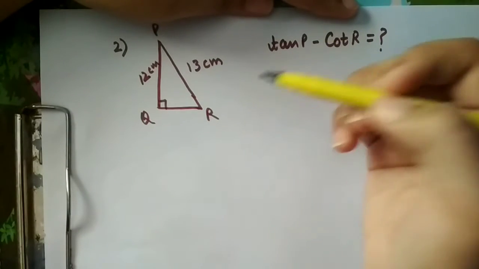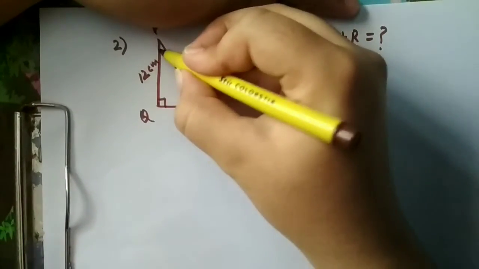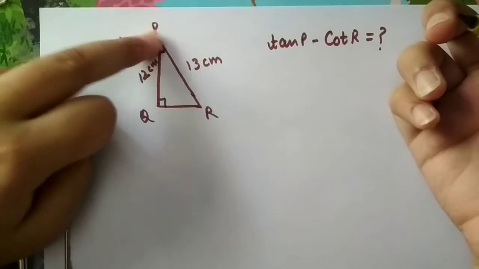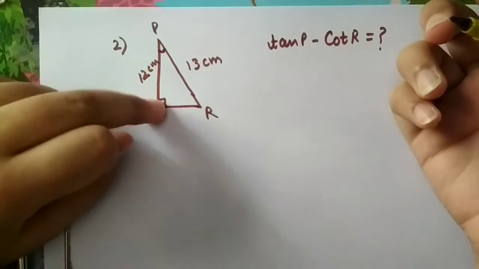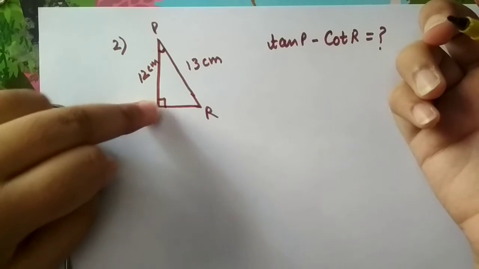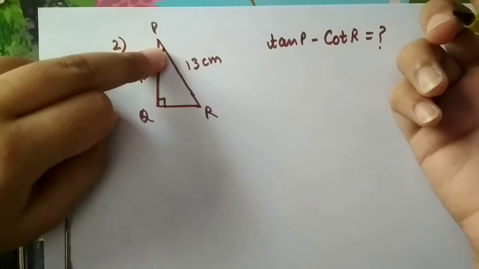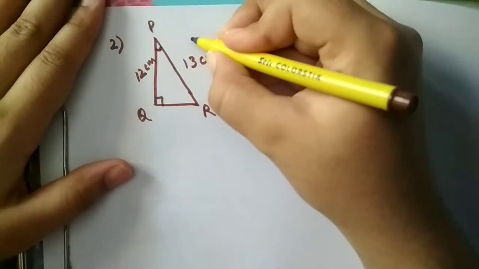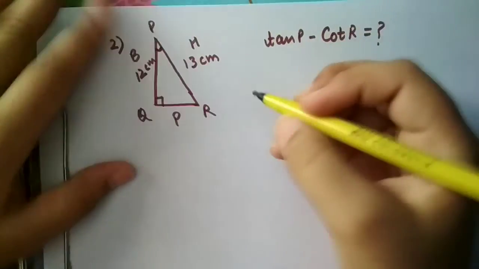First of all let us see what is hypotenuse, what is base and what is perpendicular. If P is theta, then base is PQ because it is adjacent to angle theta, and PR would be hypotenuse as it is opposite to the 90 degree angle, and QR will be perpendicular as it is opposite to angle theta, that is angle P. So now we need to find the perpendicular.